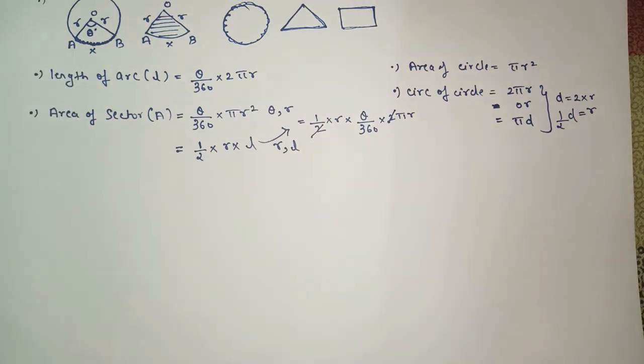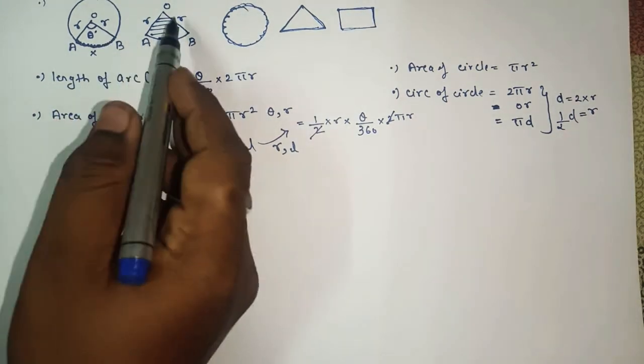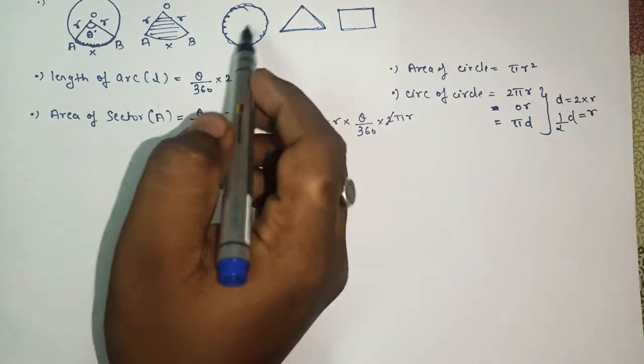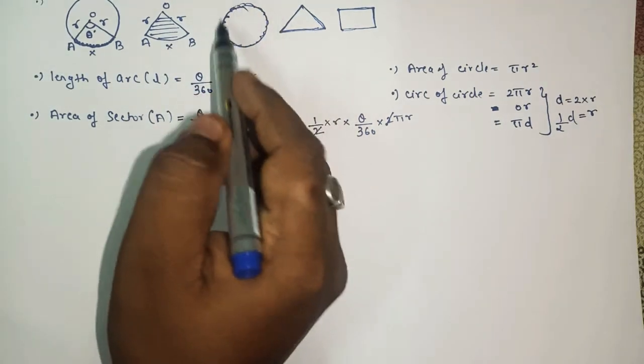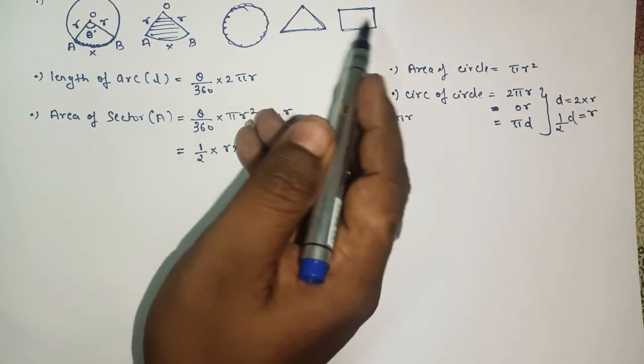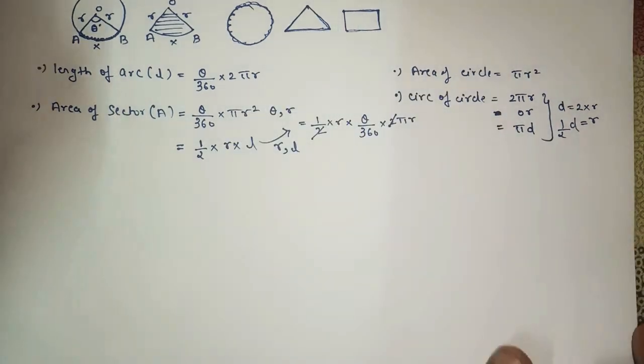So remember, this section is known as the length of the arc. This is the area of the circle. For a circle, the outer region we used to say circumference, and for a triangle and rectangle we say perimeter.